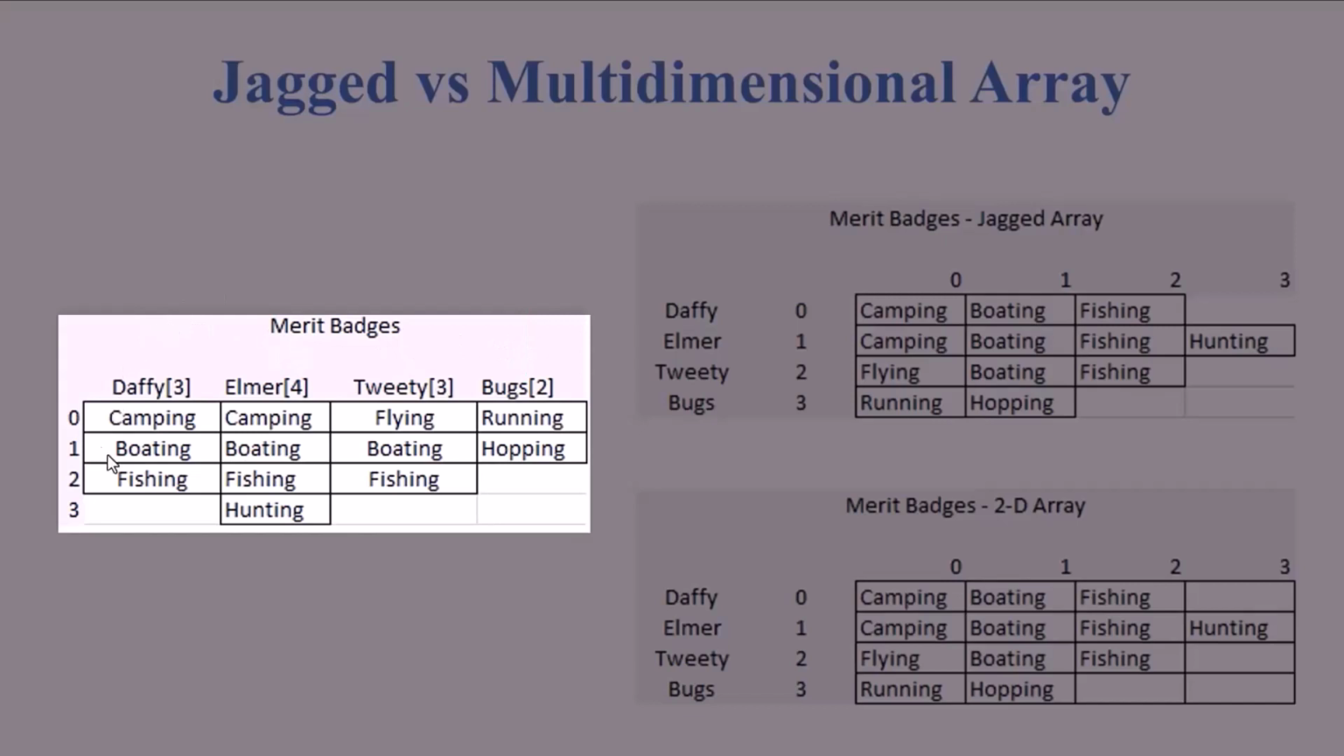Daffy goes camping, boating, and fishing. Elmer goes camping, boating, fishing, and hunting. Tweety goes flying, boating, and fishing. And Bugs goes running and hopping. So those are 4 single-dimensional arrays that are holding the activities these guys use.